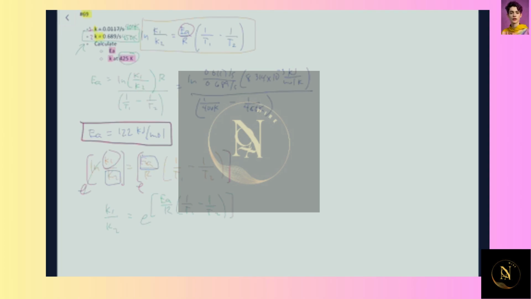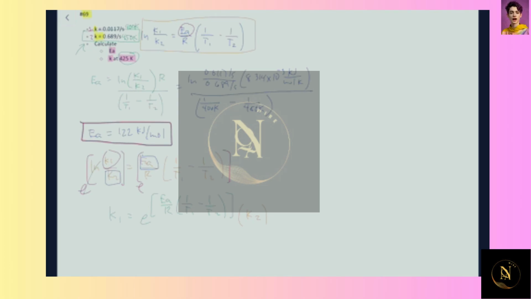So what I'm going to do here is multiply both sides by K2. That K2 is going to disappear once I multiply this by K2. So let me erase everything I have on the left side, and I only have K1 now.